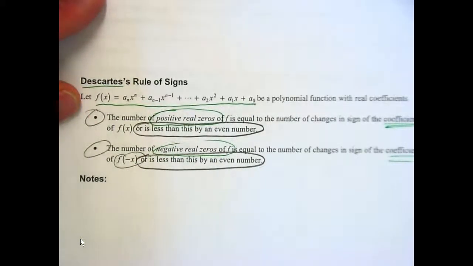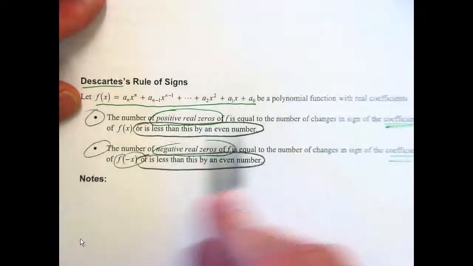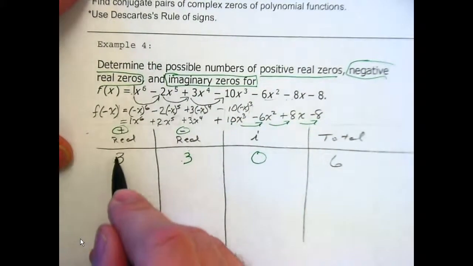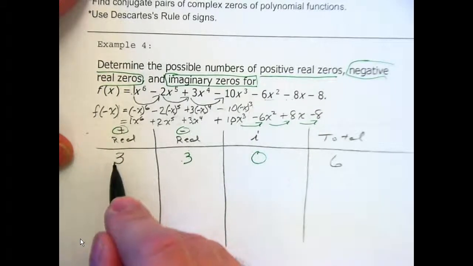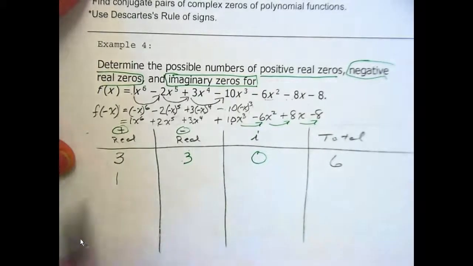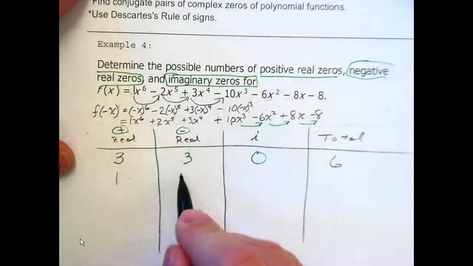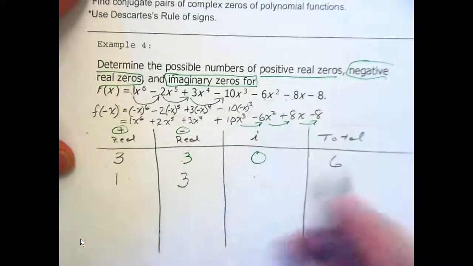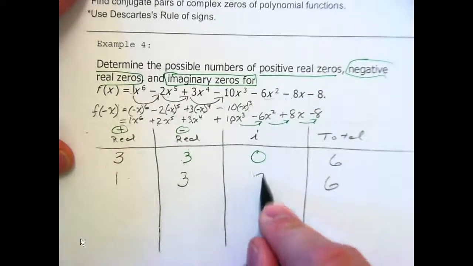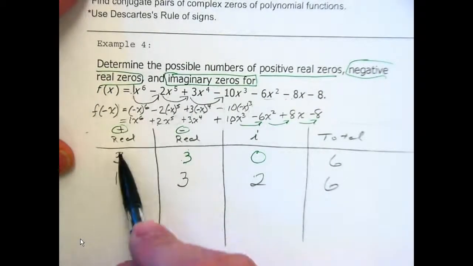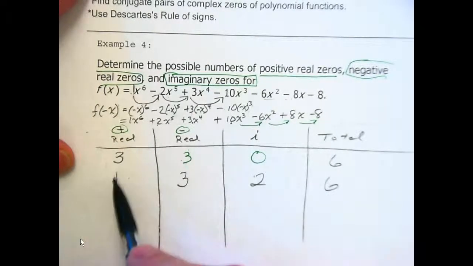Or is less by an even number. So it's equal to the number of sign changes, or it is less than that by an even number. So if I take an even number away from 3, what do I get? I get 1. So if that's 1, and this still could be 3, what's that make this? This is 6, 2. Okay? So it could be 1 or 3. I could have 1 or 3 positive real solutions.